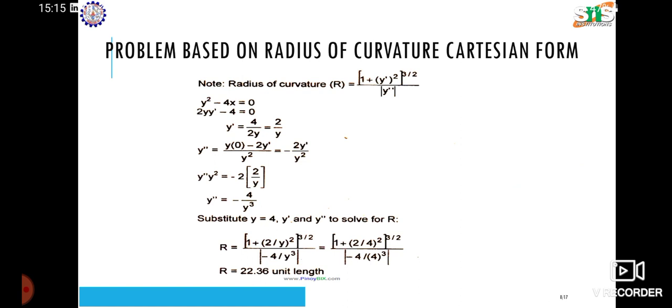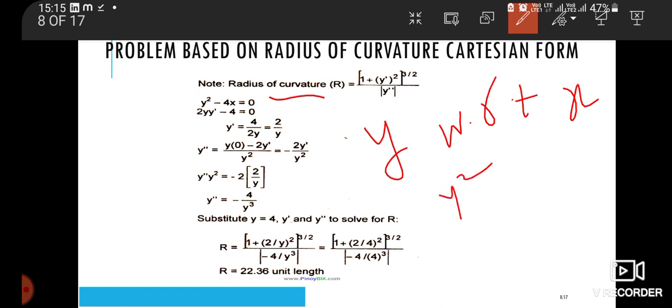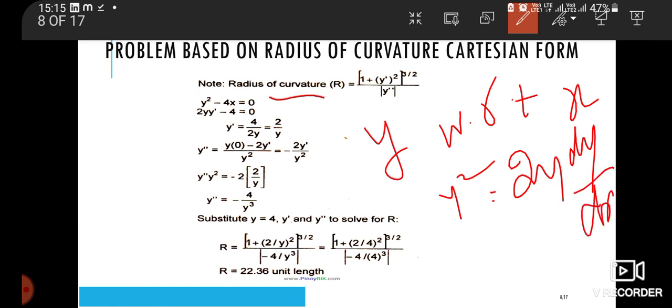Shall we do one problem? First of all, I am going to take this equation, y square minus 4x. For this equation, I am going to find the radius of curvature. So, y square minus 4x. We have to differentiate the equation with respect to x. Here we have y square. The differentiation of y square is 2y into dy by dx. So I am writing here 2y y dash minus 4 equal to 0. Then I can simplify: y dash equal to 2 by y.